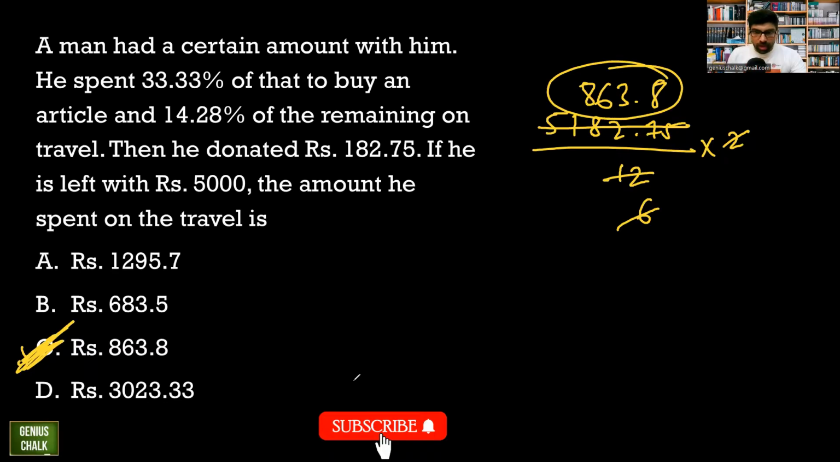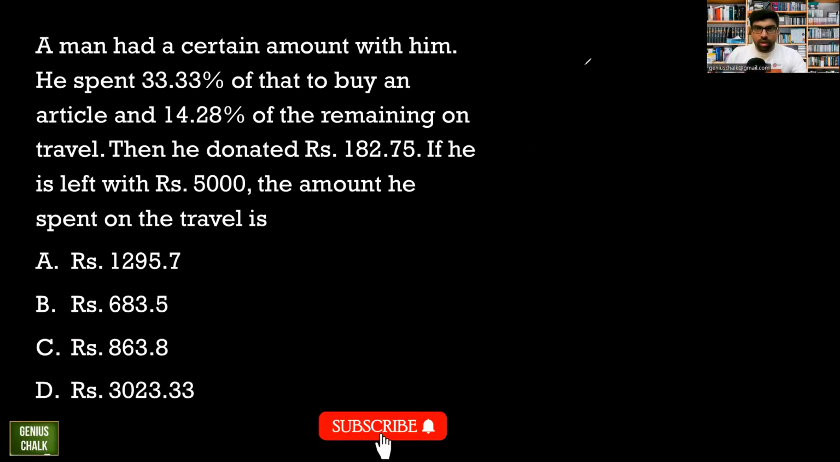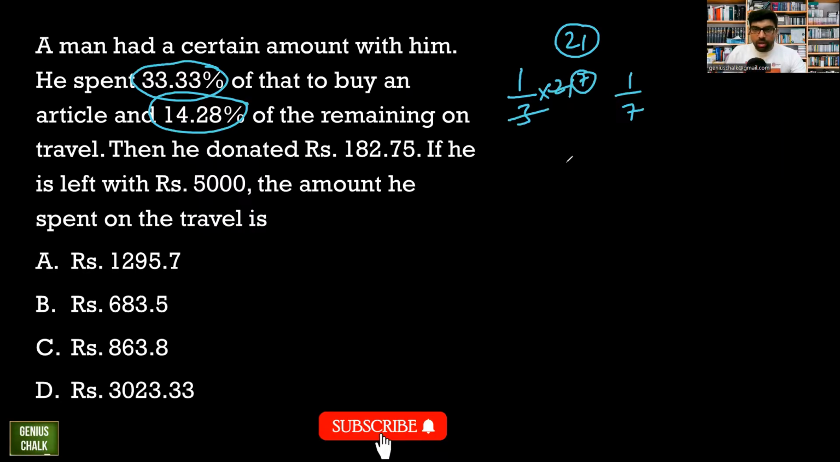A good question. Again, I revise what we have done. We have taken 1 by 3, 1 by 7, which were the fraction values of these percentages. Then we have taken total as 21. So 1/3 was gone, that means 7 was gone, and the remaining is 14. Out of 14, 1/7 is gone, that means 2 units have gone. So from 14, 2 units gone, that means 12 units are left.